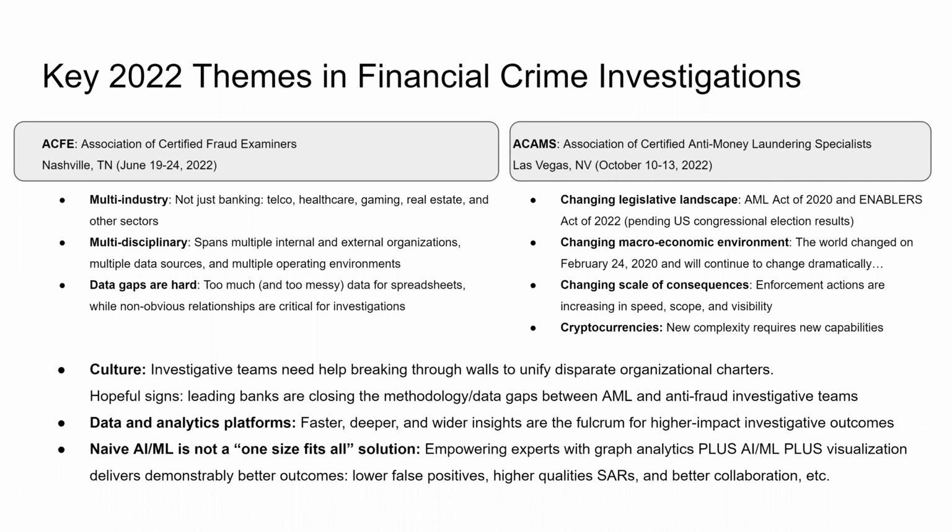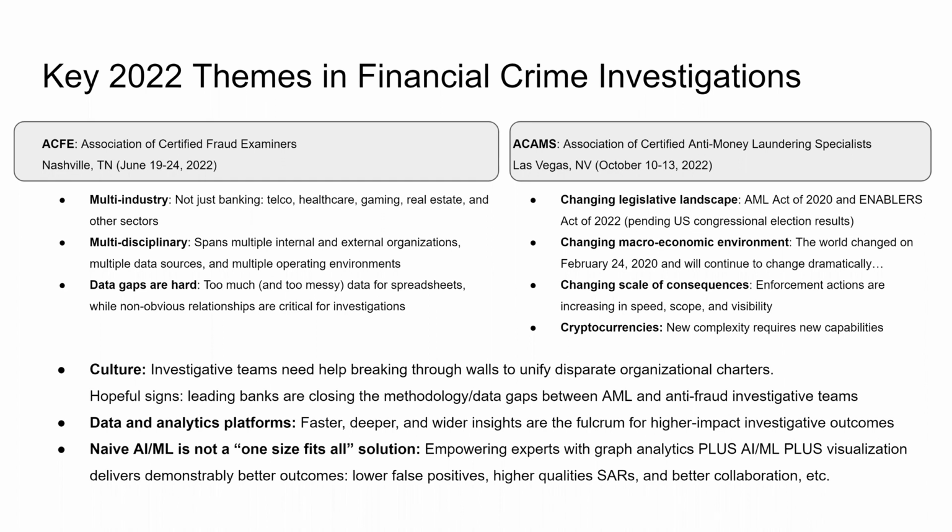On the anti-money laundering side, we're seeing a changing legislative landscape. The AML Act of 2020 put more teeth into enforcement, and the Enablers Act will go even further. The Enablers Act, which is pending in Congress, is through the House, and we'll see what happens in the Senate based on election results as they come in. The changing macro environment is obviously a huge impetus to enforcing anti-money laundering. And when Ukraine was invaded on February 24th, the world changed, and it will continue to change dramatically.